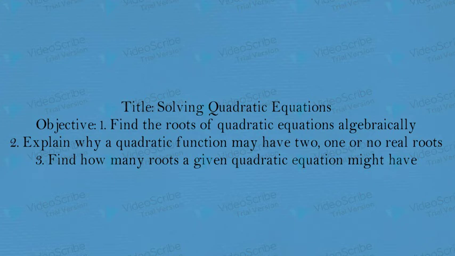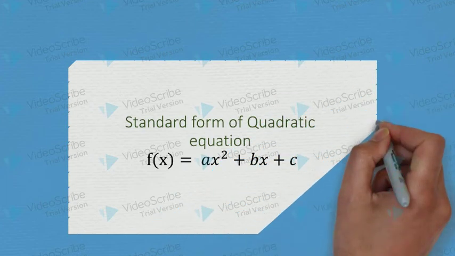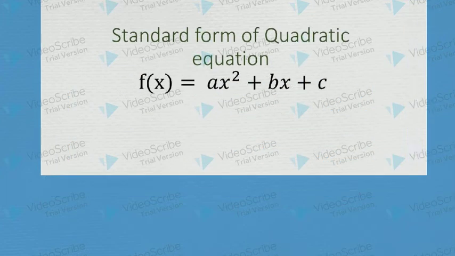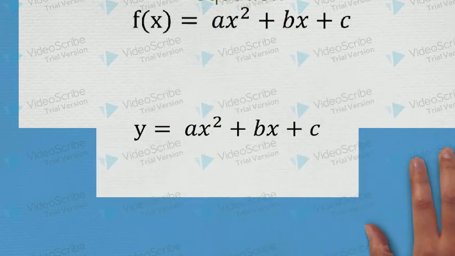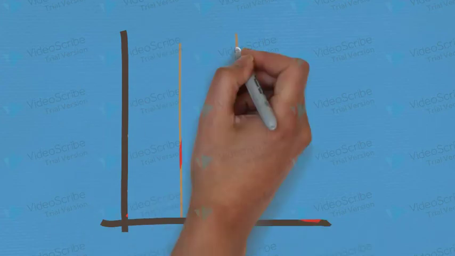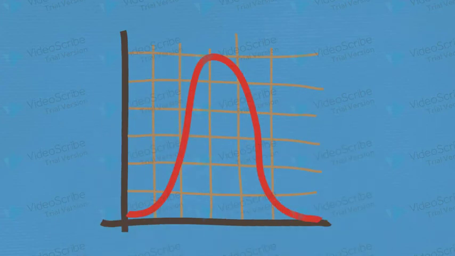Quadratic functions are in the form of f of x equals ax squared plus bx plus c. But of course, it could also be y equals or t equals or any other variable. When graphed, quadratic functions are represented by a shape known as a parabola, with properties such as max, min, vertices, and roots.